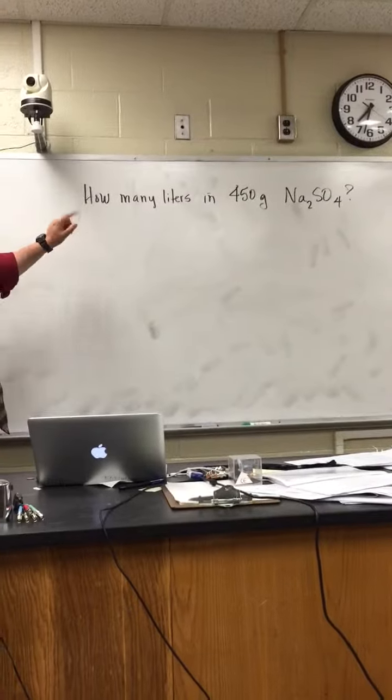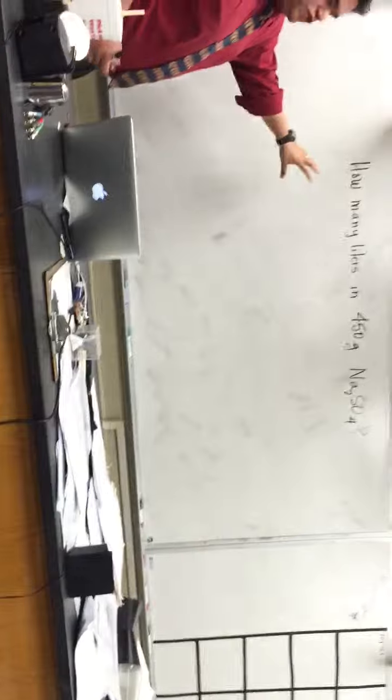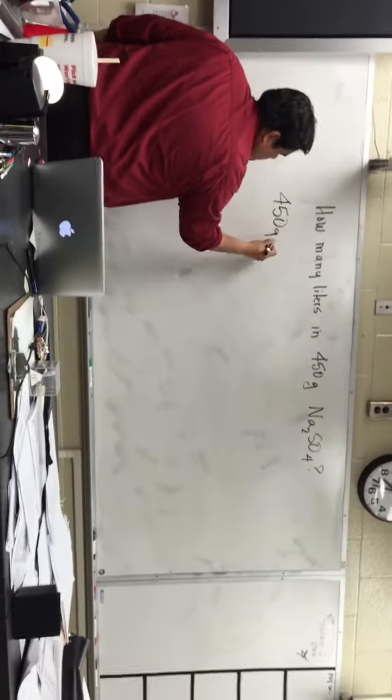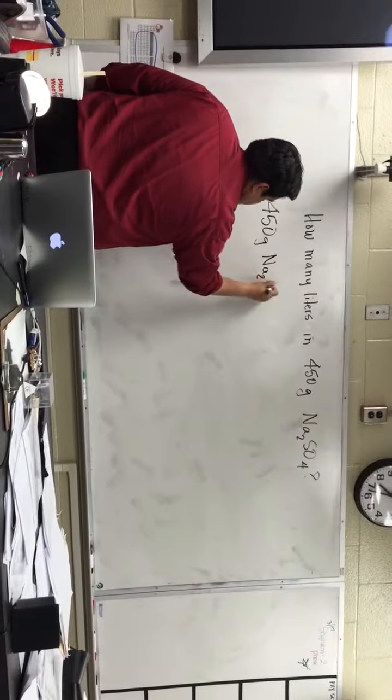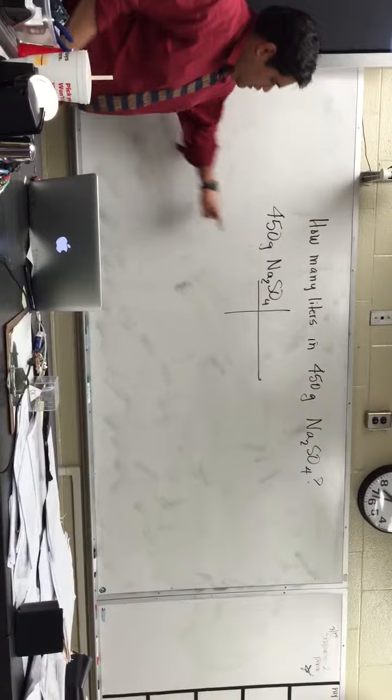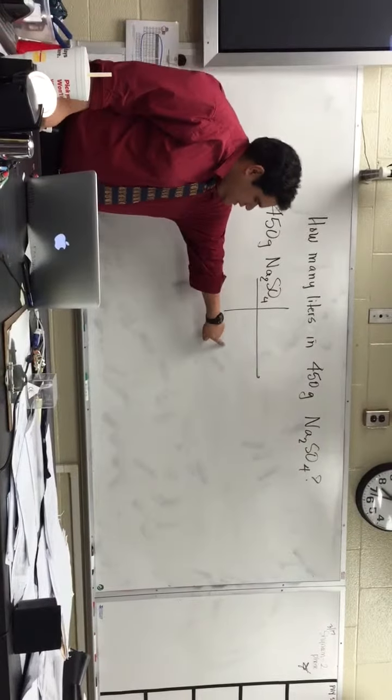How many liters in 450 grams of sodium sulfate? You always start with what you know. I have 450 grams sodium sulfate. I set up a bracket. I start with what I know, and I set it up at the bottom.